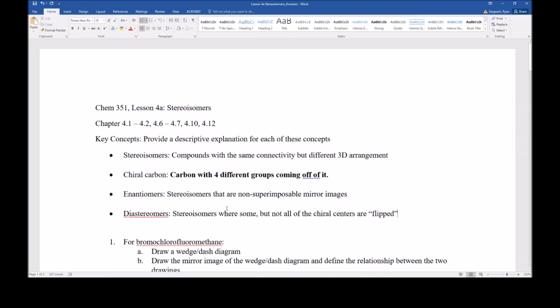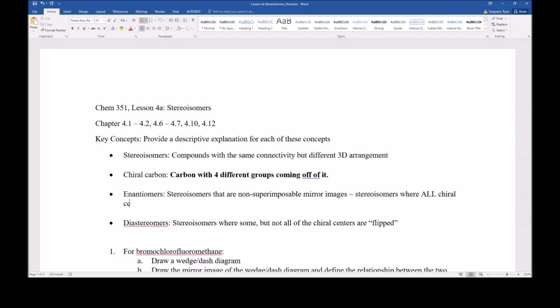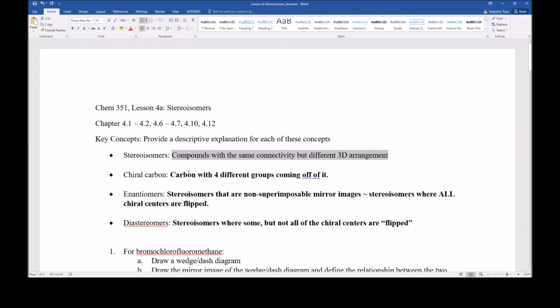Okay? And while we're at it, let's go ahead and add in this other definition where in stereoisomers, enantiomers are also stereoisomers where all chiral centers are flipped. Okay? And if you remember these second definitions, you'll be right almost every time, especially in this class, and you'll save yourself a tremendous amount of headache trying to draw superimposable images.